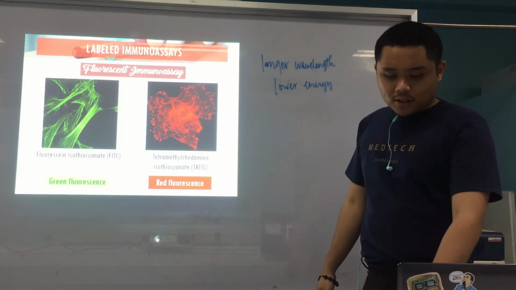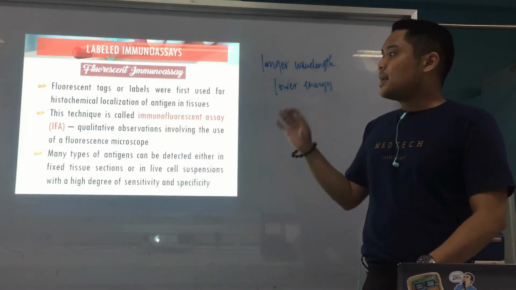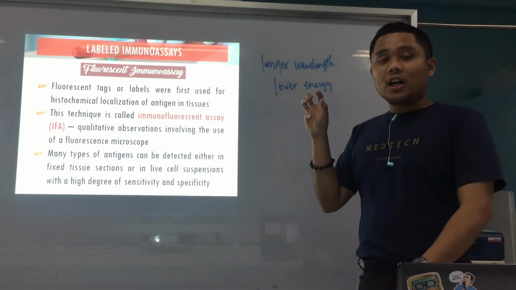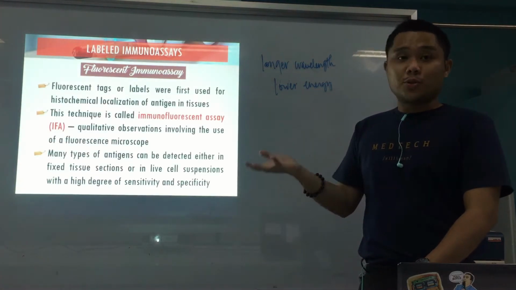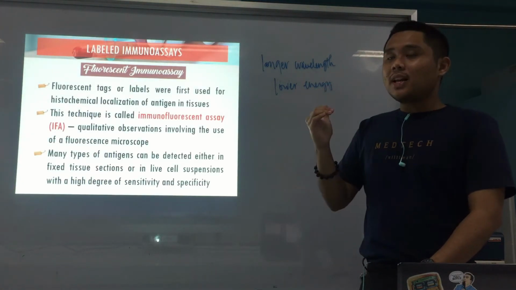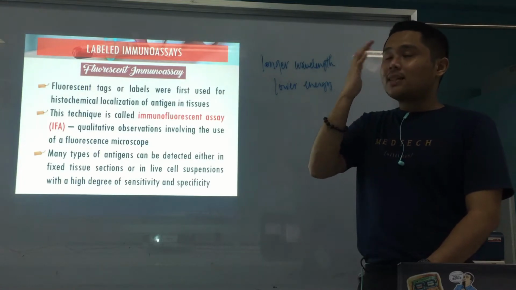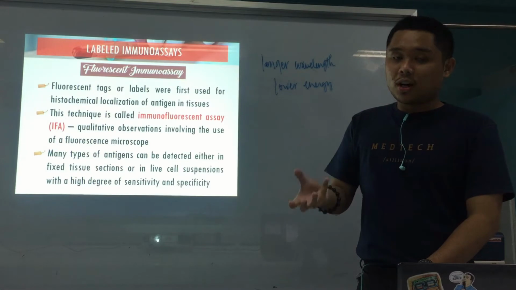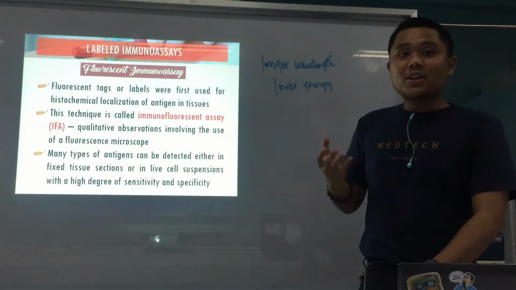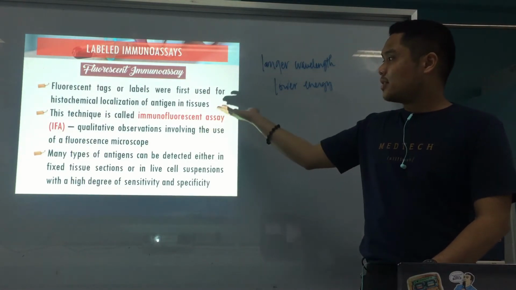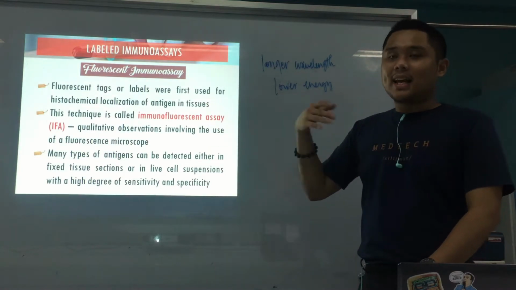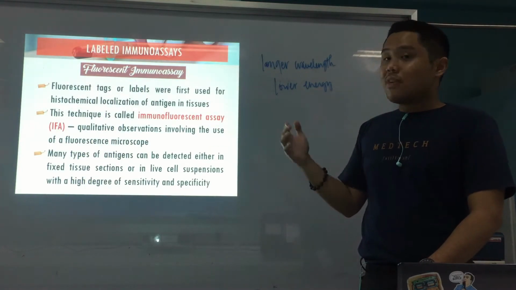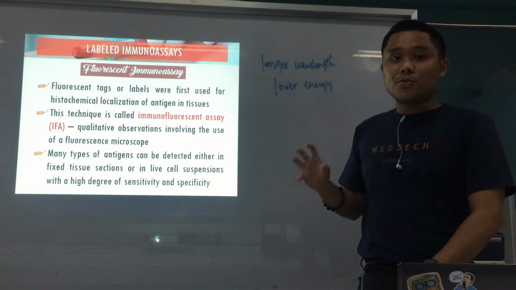Now we go to the main immunoassay. Again, as mentioned, the labels that we use are fluorophores or fluorochromes. And generally, this type of immunoassay is used in detecting antigens on your tissues, on prepared tissue slides or frozen sections. Histochemical localization of antigen in tissues. And that's known as immunofluorescent assays.